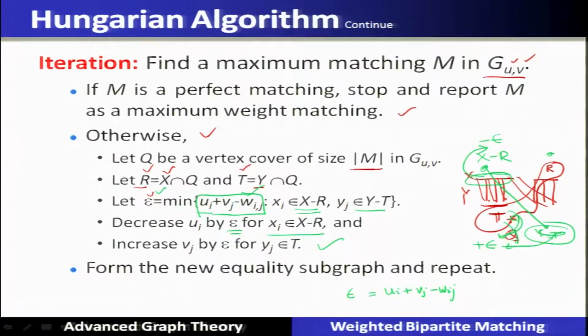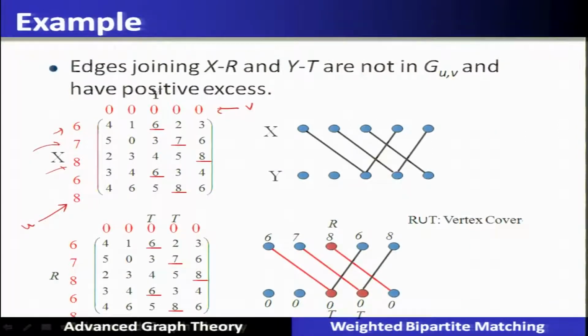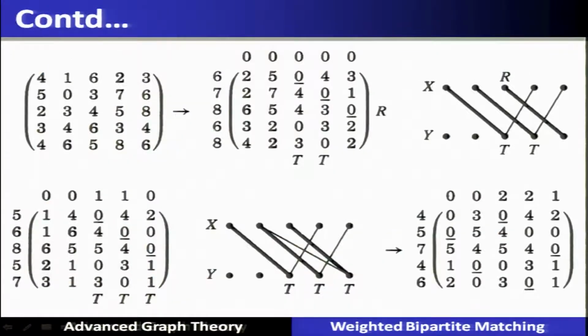Now, we will form a new equality subgraph with these modifications by epsilon, and then we will repeat these iterations. Let us take an example. We have initialized U and V, then what we have to do? Then we have to find out the equality subgraph. Let us see the entire thing in this particular problem setting.